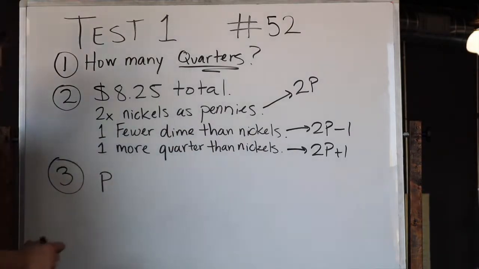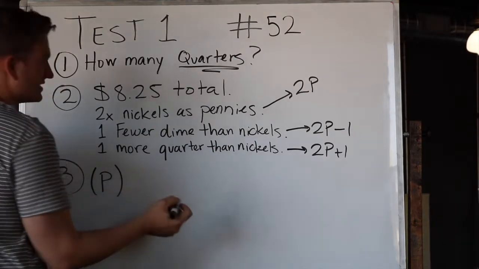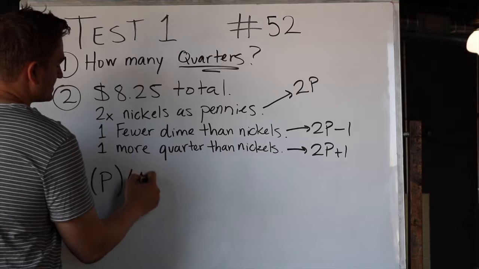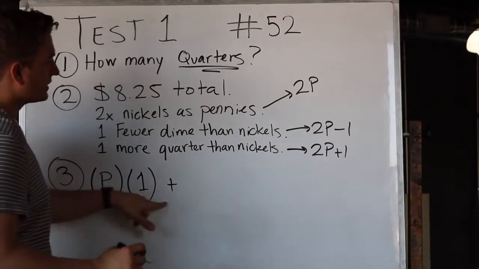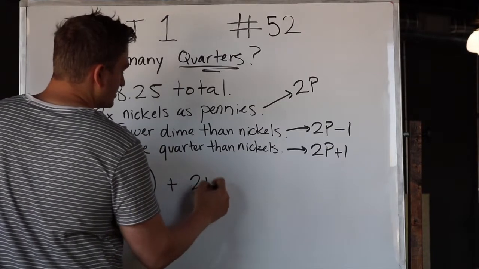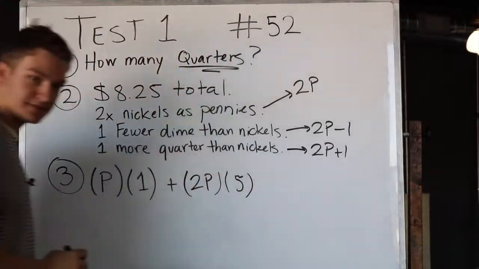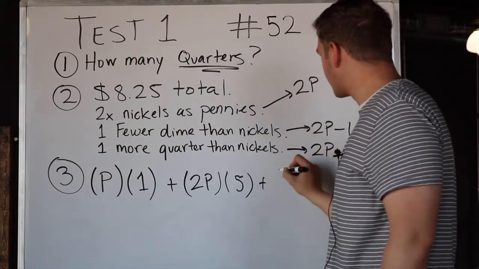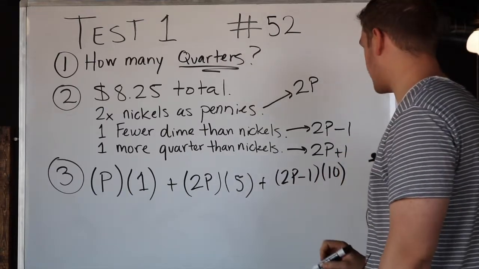So here's what we have. We have P pennies, and pennies are worth 1 cent. We can do this either way. You could use a decimal, or you could just use the number of cents. I'm just going to use the number of cents. So P is worth 1 cent, plus, remember, P is the number of pennies, plus the number of nickels. Let's move in ascending order. We have 2P nickels, and nickels are worth 5 cents a piece. Moving right along, we've got 2P minus 1 dimes, and dimes are worth 10 cents a piece.